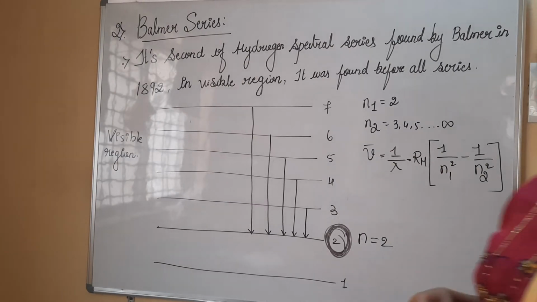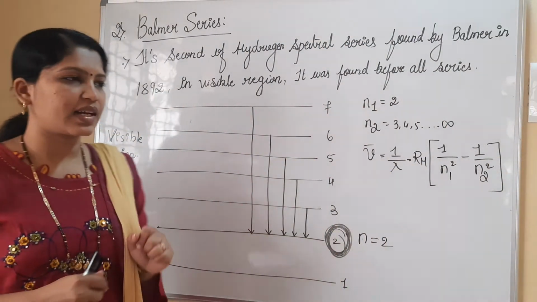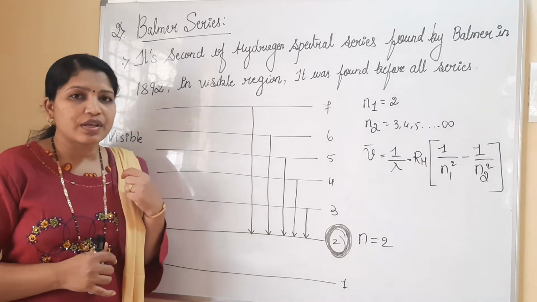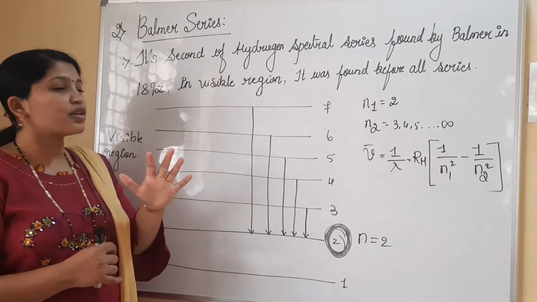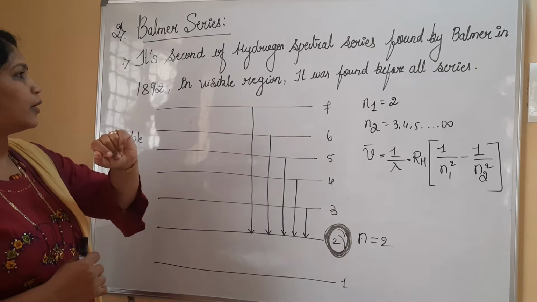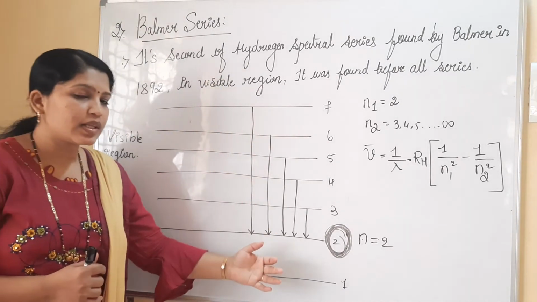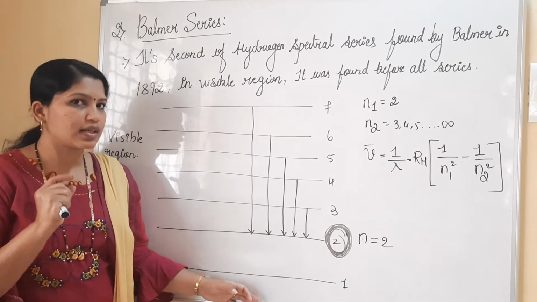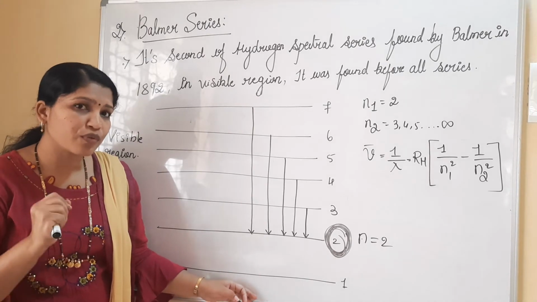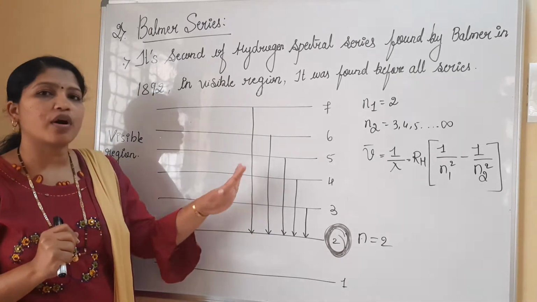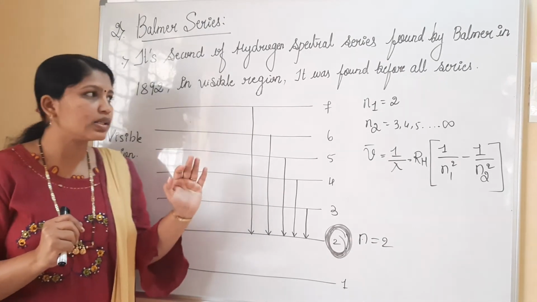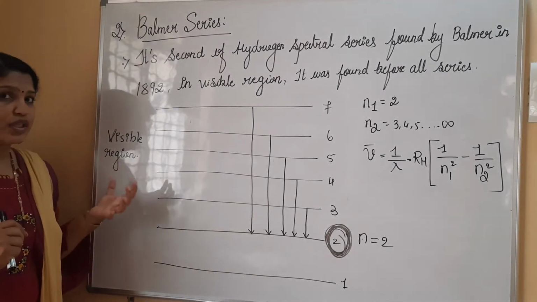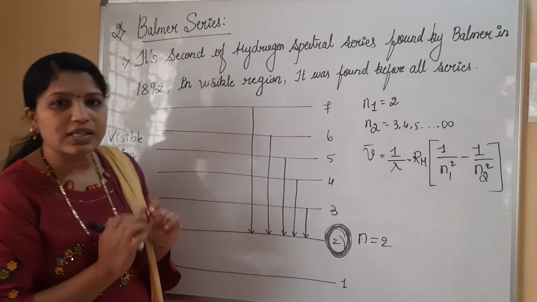Coming back to the Balmer series, dear students, we have to understand here it was found very early. Before the Lyman series, which is the first series, we found the Balmer series. The Balmer series lies under the visible region. Let us have a glance regarding this one.